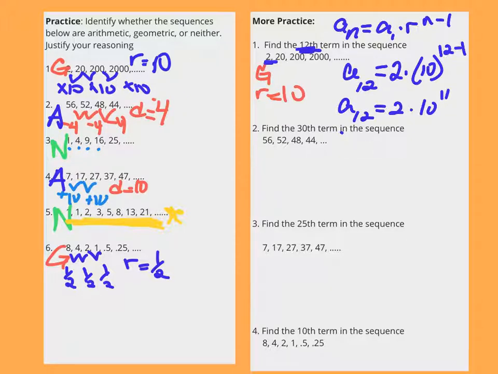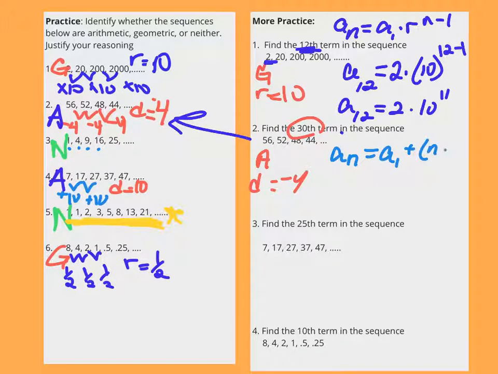In number 2, we can see that that sequence was determined to be arithmetic, and we said that the common difference was negative 4. This time we're looking for the 30th term. So for an arithmetic sequence, the formula we have is a sub n is equal to a sub 1 plus n minus 1 times the d value.